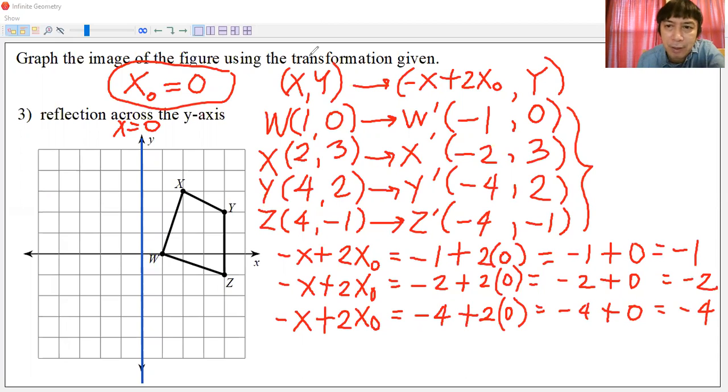Okay, let's plot the points. We have negative 1, 0. Negative 1, 0 is somewhere here. Okay, that's for W prime. Our X prime is negative 2, 3. Negative 2, 3 is over here. And then negative 4, 2 for Y prime. Negative 4, 2. It must be this. And then for the Z prime, we have negative 4, negative 1. It must be this. All right, there. Okay. All right, so it looks correct.